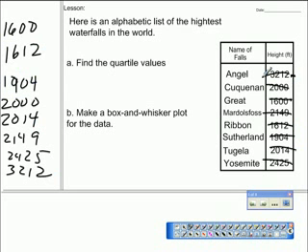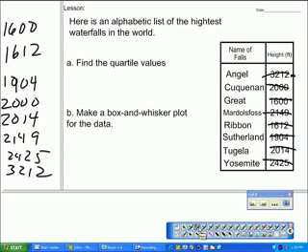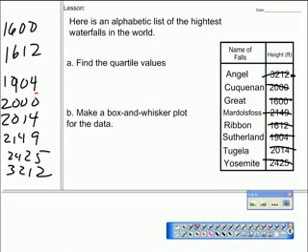So how many numbers is that? 1, 2, 3, 4, 5, 6, 7, 8. So when I find my first median, is there one number or two? Two, because there's an even number of numbers. So to find the median, the second quartile, which two numbers do I use? 2000 and 2014. Those are the two middle numbers. So what's the average of those two? You got it. 2007. That's your middle point, the second quartile.